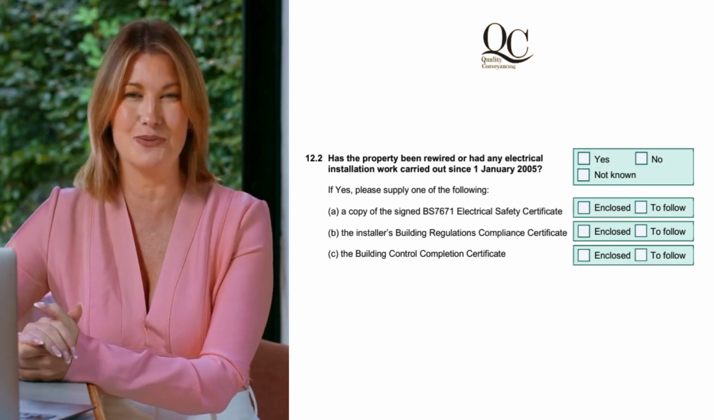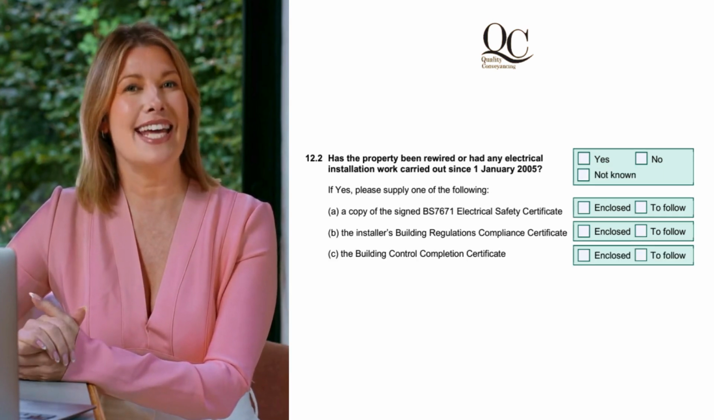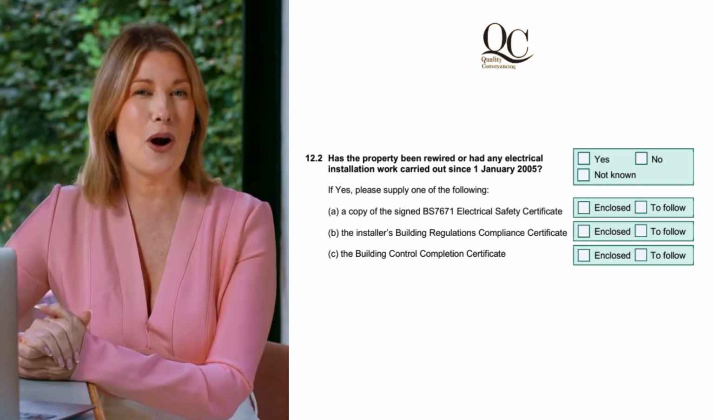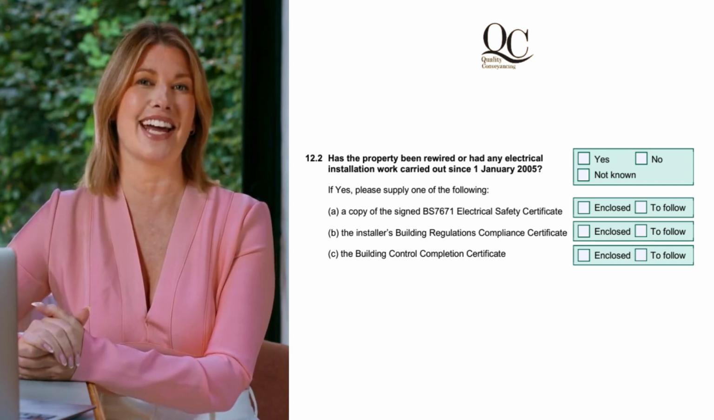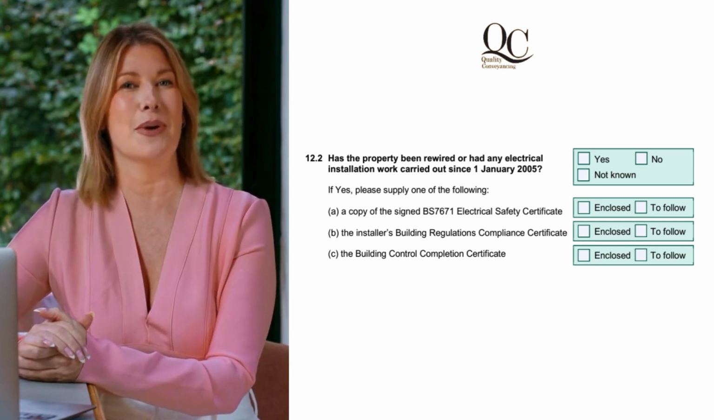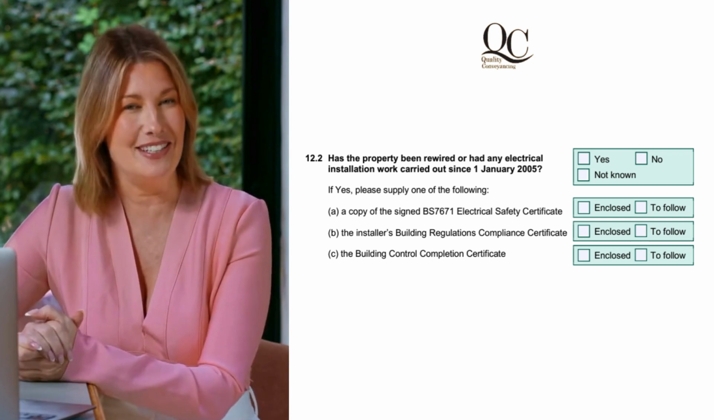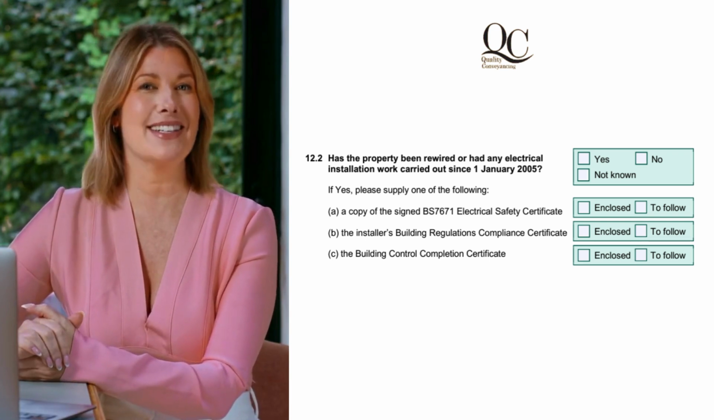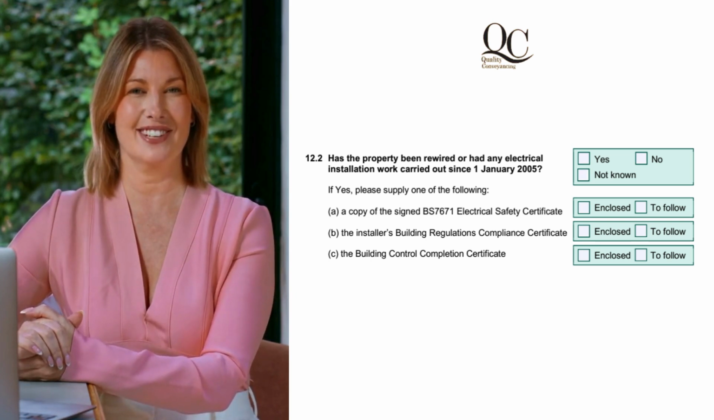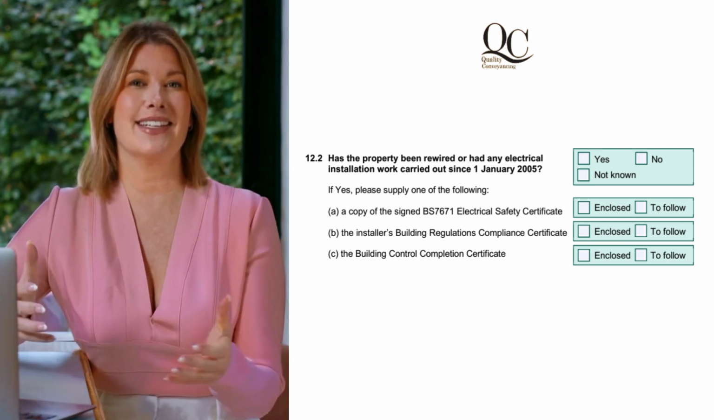Next, you'll be asked whether any electrical work has been carried out since January 2005. This includes things like rewiring, new circuits, or major electrical upgrades. If you tick yes, you'll need to provide one of the following: an electrical safety certificate, a building regulations compliance certificate, or a building control completion certificate. If you don't have these documents, don't panic. Your solicitor can advise you on the next steps.